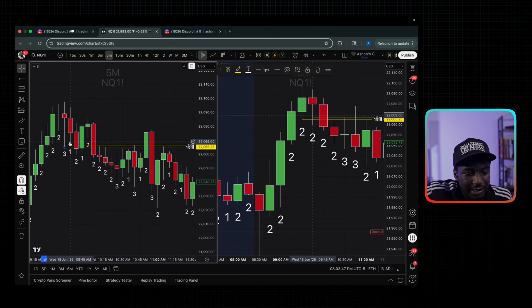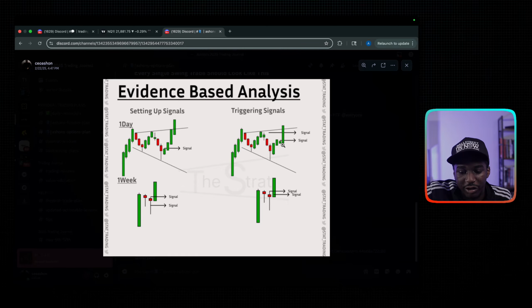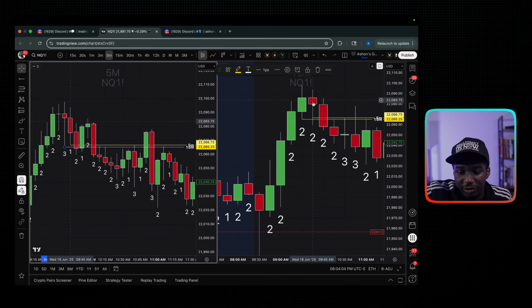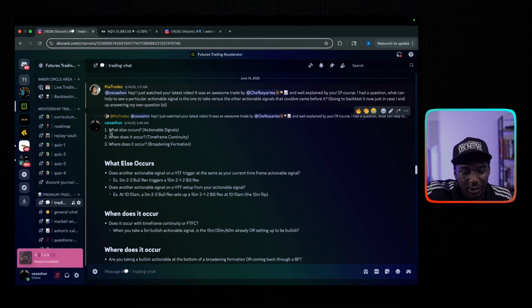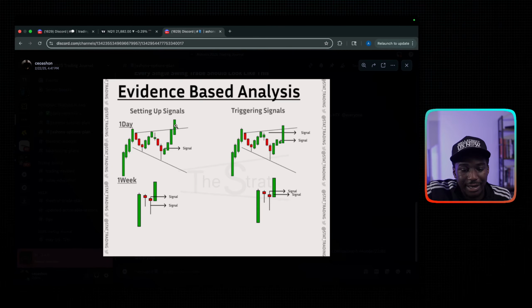So we go inside candle right here. Then once we go 3-1-2 continuation to the downside, what does that do? That triggers the 15-minute. So that's a domino trade where it triggers the 5 to trigger the 15. So it triggers the 5 down to trigger the 15-minute down, right? So that's a domino effect. So that answers the first question, right? So what else occurs? What other actionable signals can you use to either set up the move to the upside or downside, or to trigger that move, right?